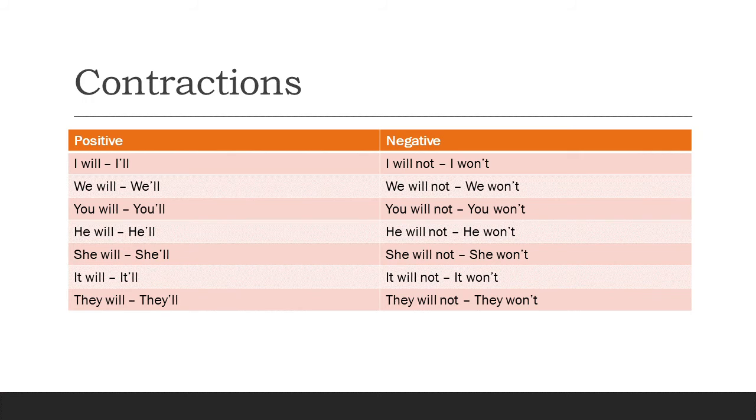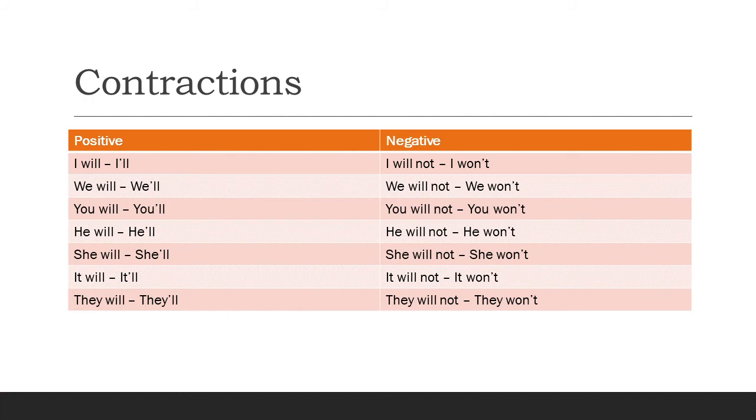Okay, so in negative form, you use I will not as I won't. Will not becomes won't. We will not becomes we won't. You will not becomes you won't. He will not becomes he won't. She will not becomes she won't. It will not becomes it won't.